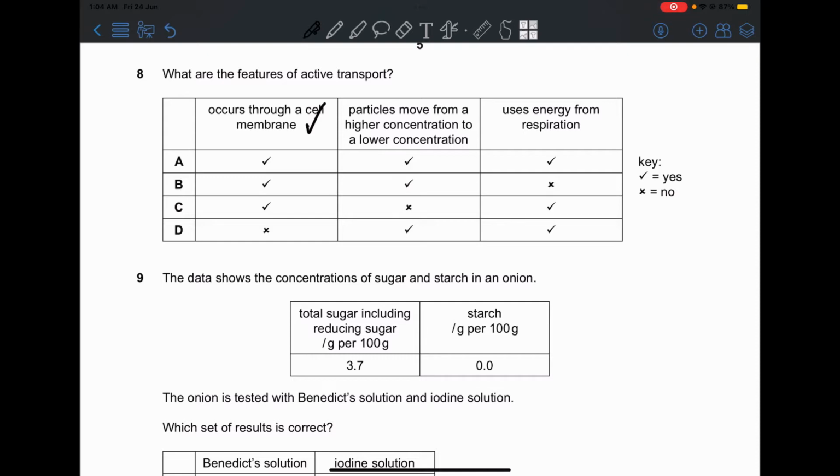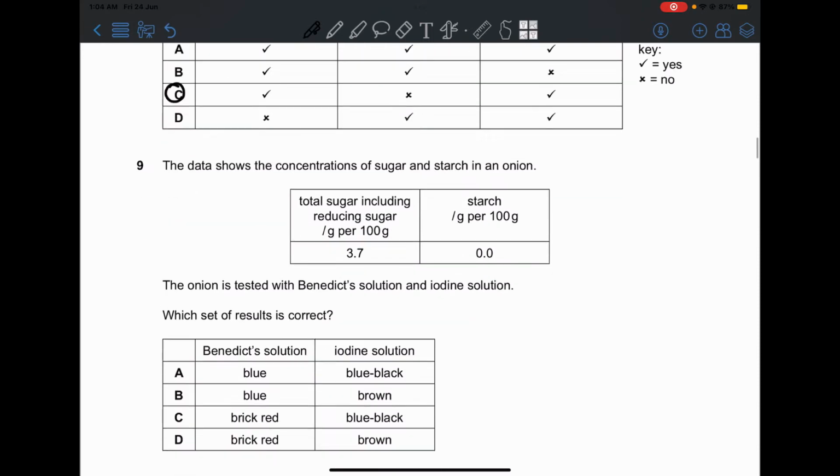Now, this is actually incorrect. It actually moves from a lower concentration to a higher concentration, because we know that osmosis and diffusion move from the higher concentration to lower, but active transport is the opposite. It's from lower to higher. So our answer is going to be C, because this is the only option where it's not from higher to lower concentration. So that's going to be our answer.